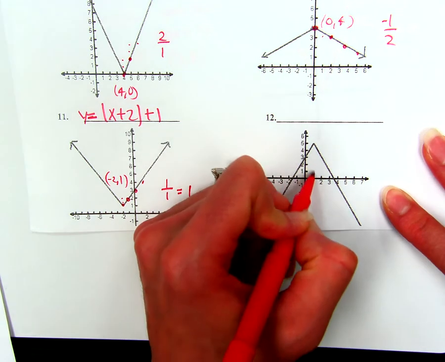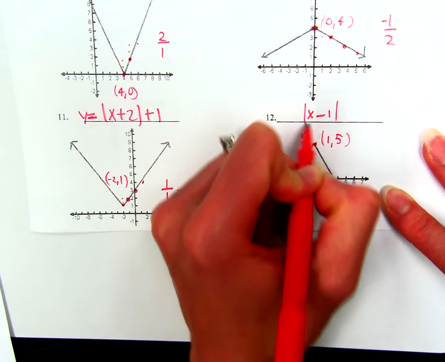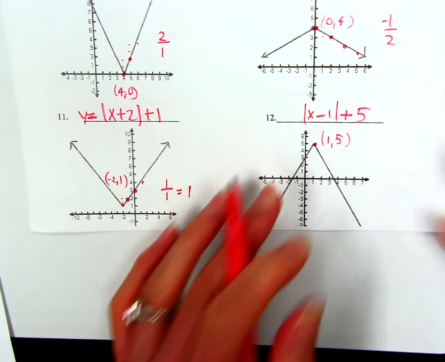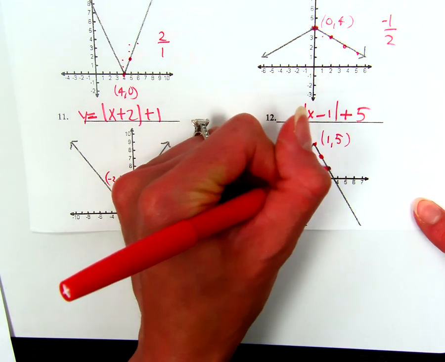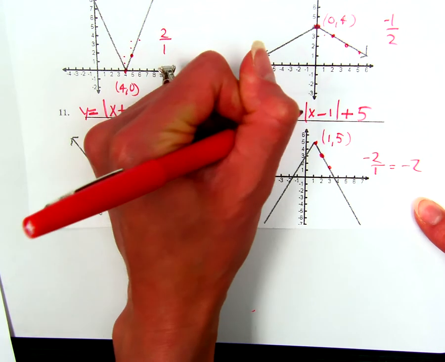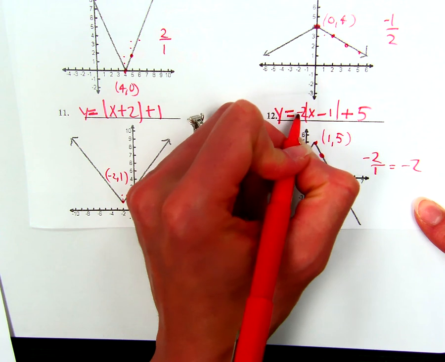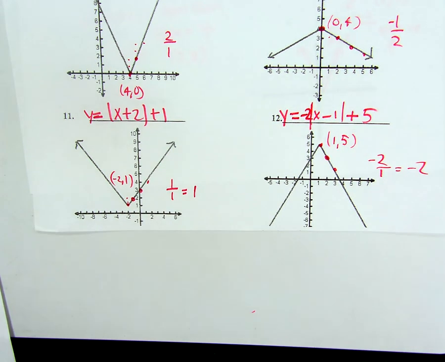All right, last problem. So we got 1, 5 is our vertex. So x minus 1 is in the absolute value, plus 5 is on the outside. Then I'm going to go down 2 and over 1, down 2 and over 1. So my slope is negative 2. So it's y equals negative 2 times the absolute value of x minus 1 plus 5. And you're all done.